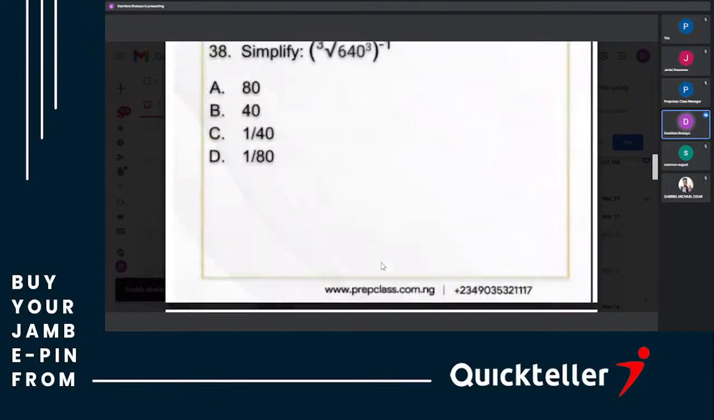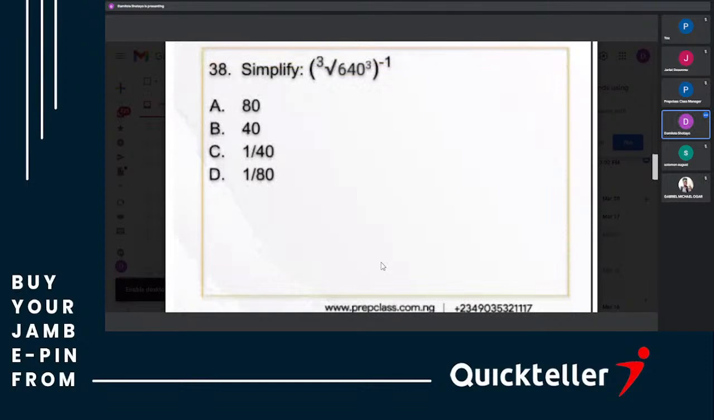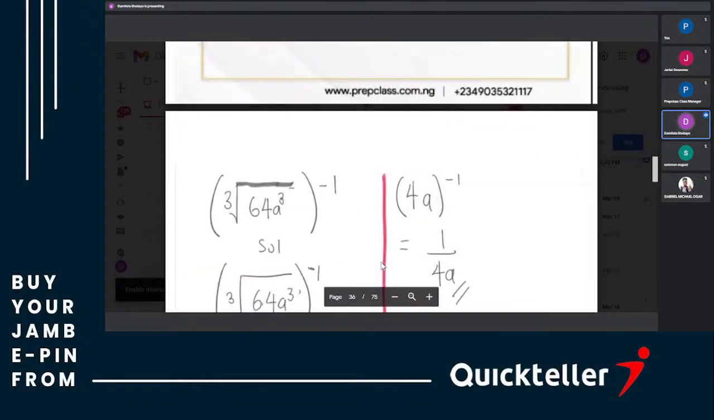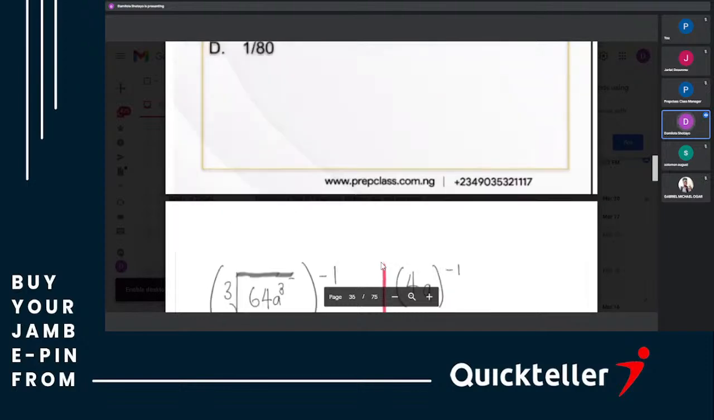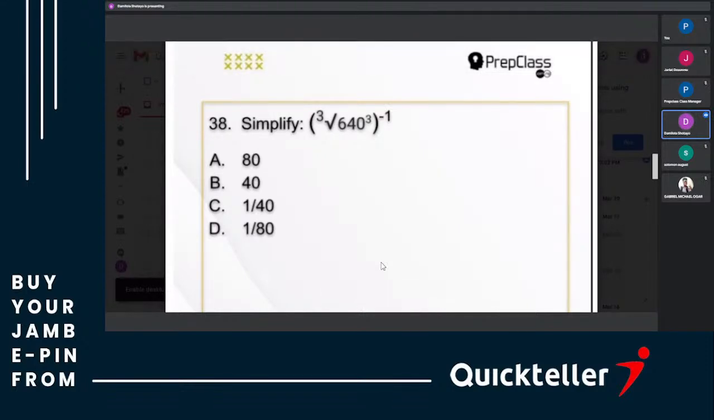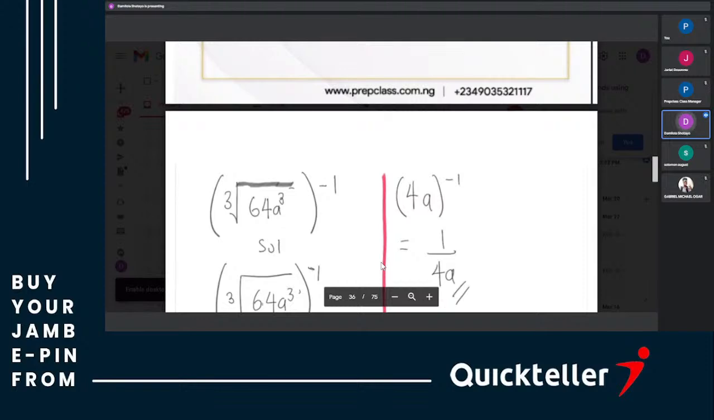Now, this one: simplify the third root of 640 raised to power 3, all raised to power minus 1. This question I discovered was also a typographic error. There's an error in this question. This thing is not 640, it is 64A. The third root of 64A raised to power 3, all in bracket raised to power minus 1.